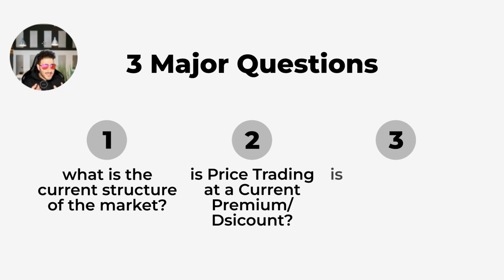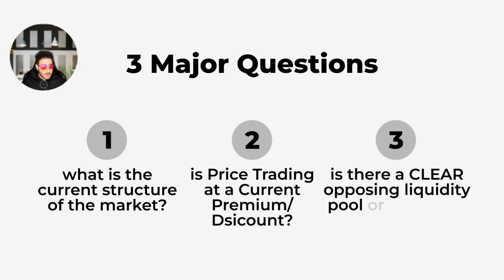Number 3, is there a clear opposing liquidity pool or reference point to target? This is very, very important. If you haven't already, I have a video on the channel where I talk about high resistance liquidity runs and low resistance liquidity runs. I'll link it in the description below, but make sure to check out that video. I think it's going to help solve so many people's issues when it comes to having good targets.